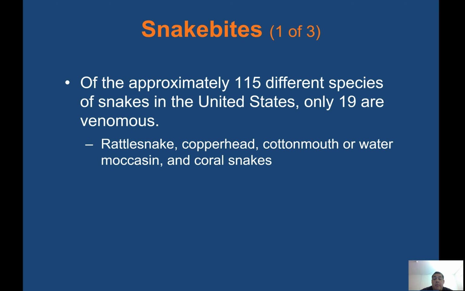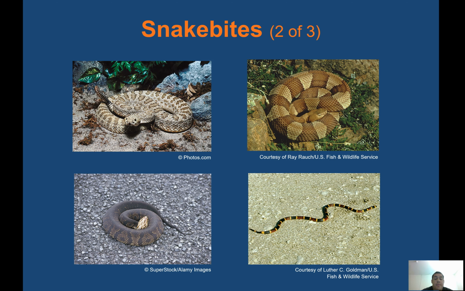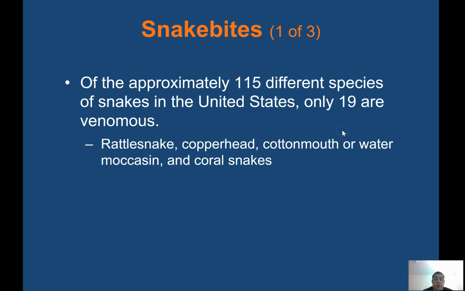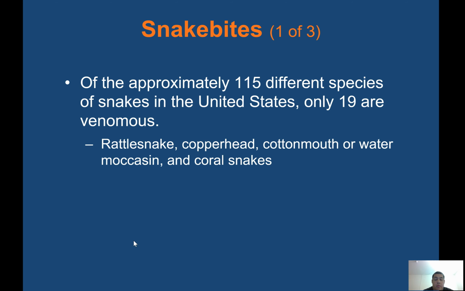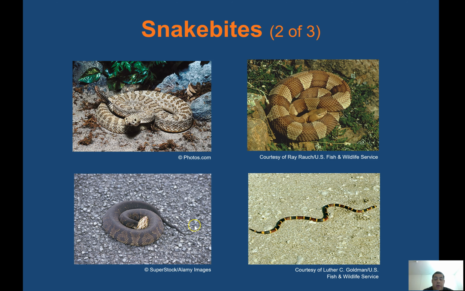Snake bites. Of the approximately 115 different species of snakes in the United States, only 19 are venomous: rattlesnake, copperhead, cottonmouth or water moccasins, and coral snakes. So here are your different types of venomous snakes. You have your rattlesnake up here. I think this might be your copperhead, and then your cottonmouth right here.